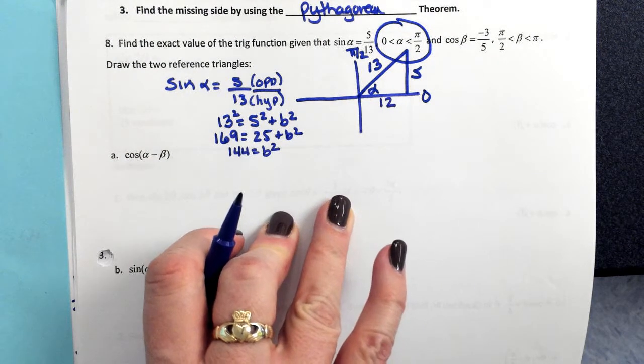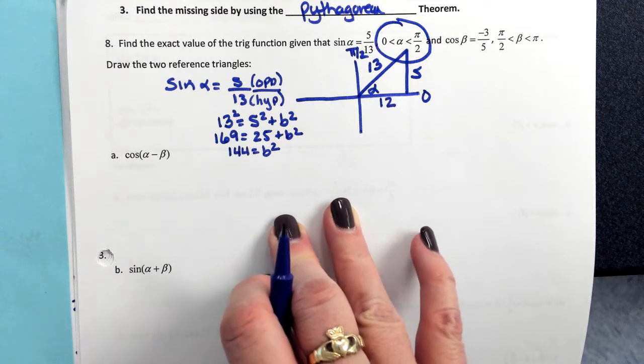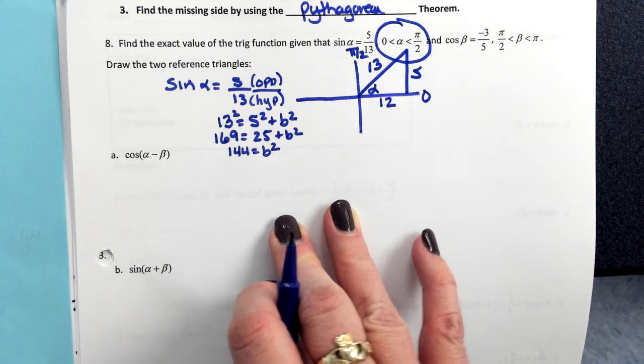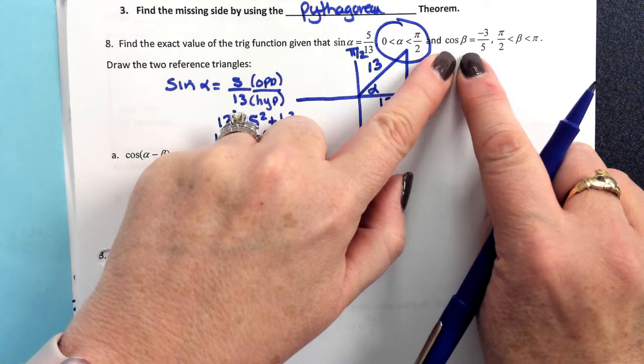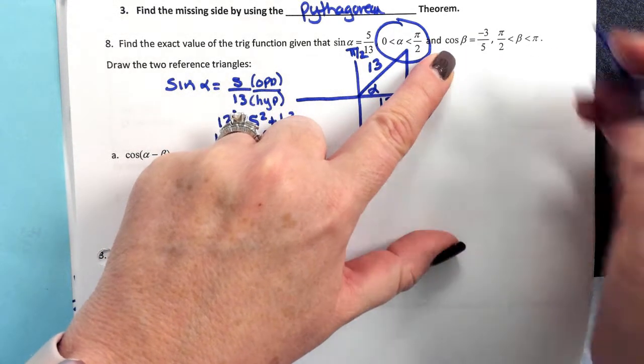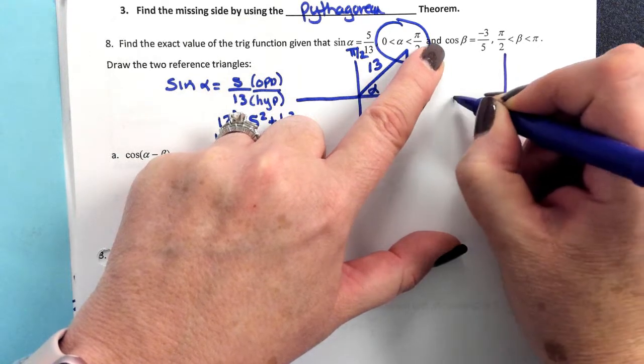So any questions, guys, on how I labeled that triangle with the 3 sides? So now notice they're giving you some other conditions. Now they're telling you that cosine of beta is negative 3/5. So you want to draw a second triangle.